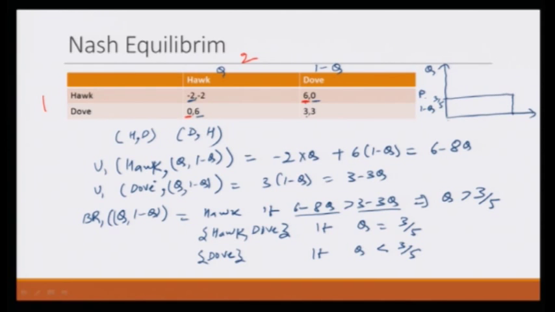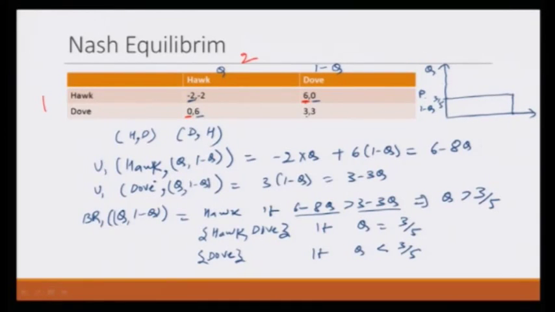The best response would be p equal to 0, p equal to 1, or p equal to any number between 0 and 1. In that case player 1 can also mix between hawk and dove, and he would get the same payoff. And when q is greater than 3/5, of course player 1 is better off playing dove. In that case p has to be equal to 0. This is what the best response would be.